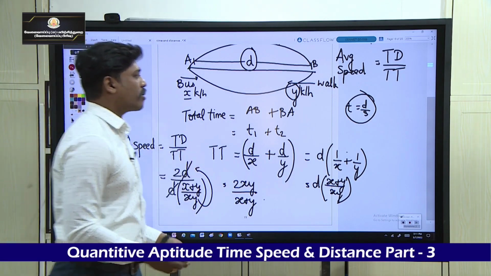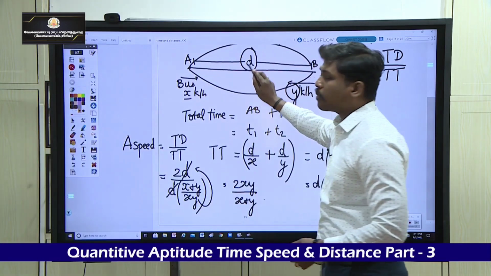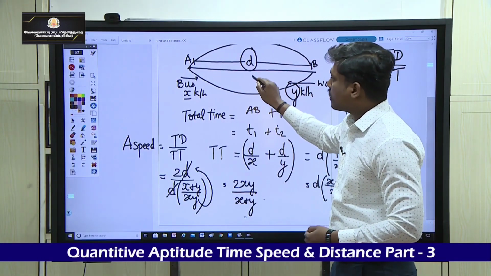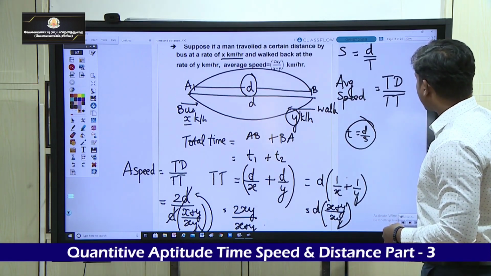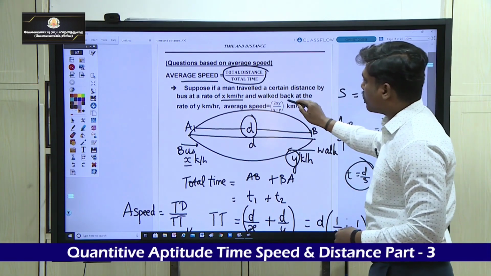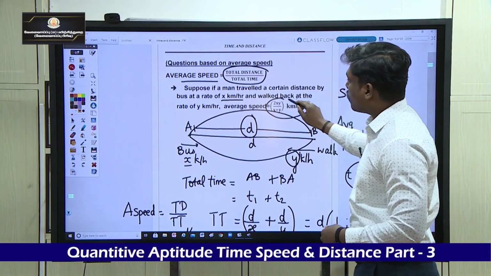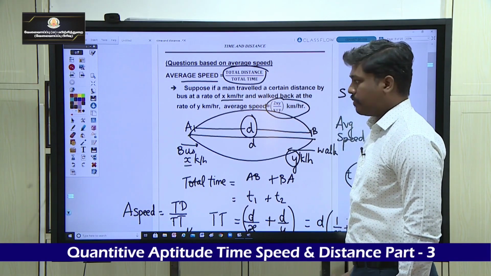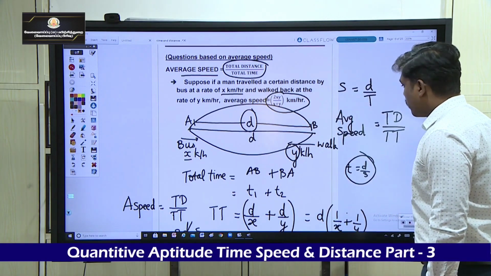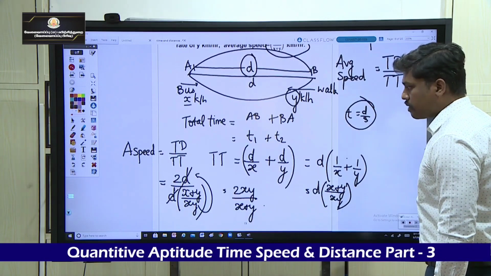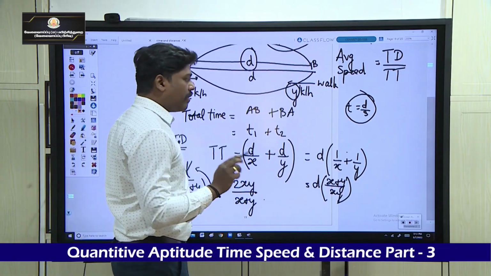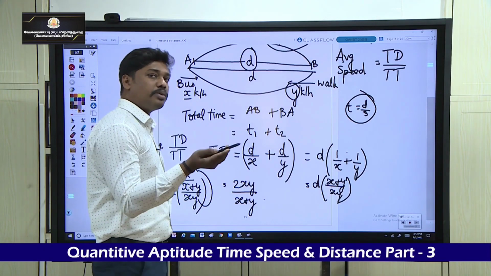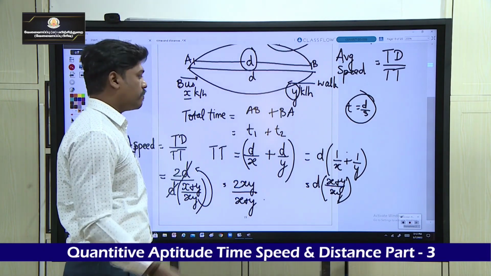We can use this formula only when the distance is the same. This distance has to be the same. At that time we can use this formula: 2 into xy by x plus y. Based on this we can see a sum. Like I said earlier, whenever you are going to mug up a formula, just know how that formula came.